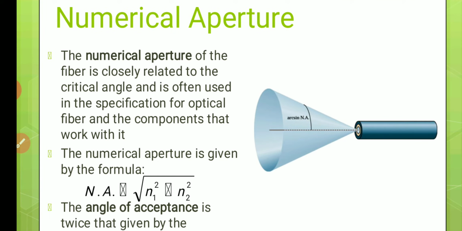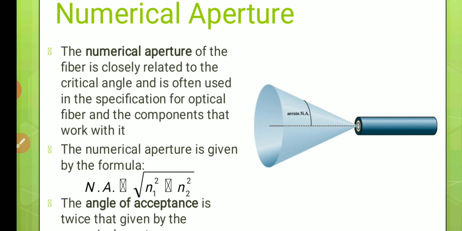Then next is the numerical aperture. The numerical aperture means the light gathering capacity of an optical fiber. That is, the amount of light that can be accepted by a fiber. And a simple equation, you don't get confused with the symbol: numerical aperture equals the root of n1 squared minus n2 squared. The numerical aperture of the fiber is closely related to the critical angle and is often used in the specification for optical fiber and the components that work with it.